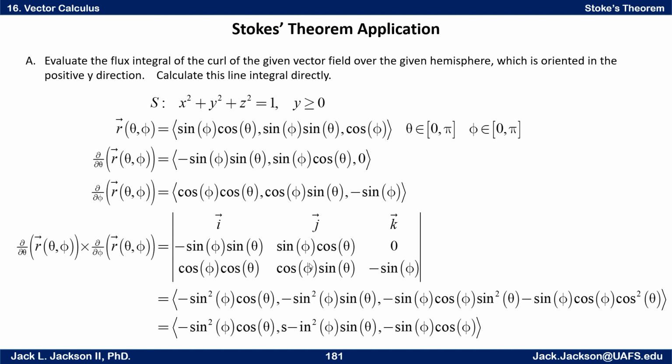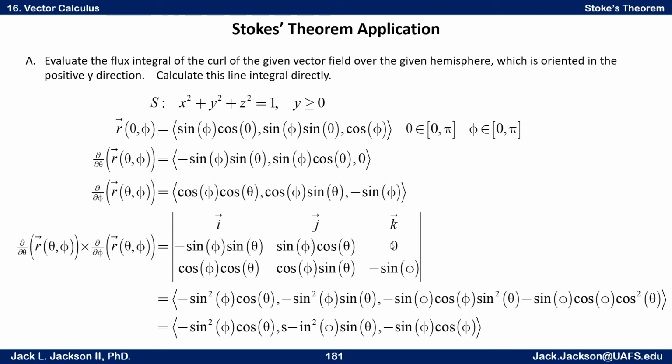That's good. And then for the j component, get rid of that row and that column. So the middle one is backwards in sign. You multiply these two, that's 0, minus these two, minus, and the other minus makes 3 minuses. So it's negative sine squared phi sine theta.